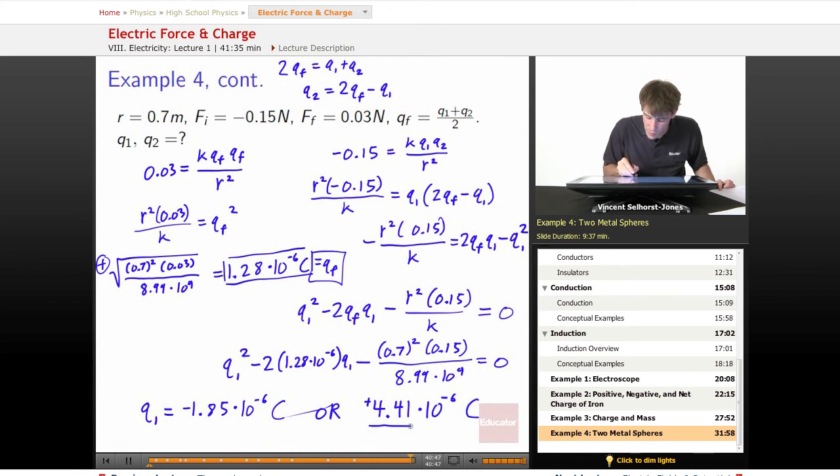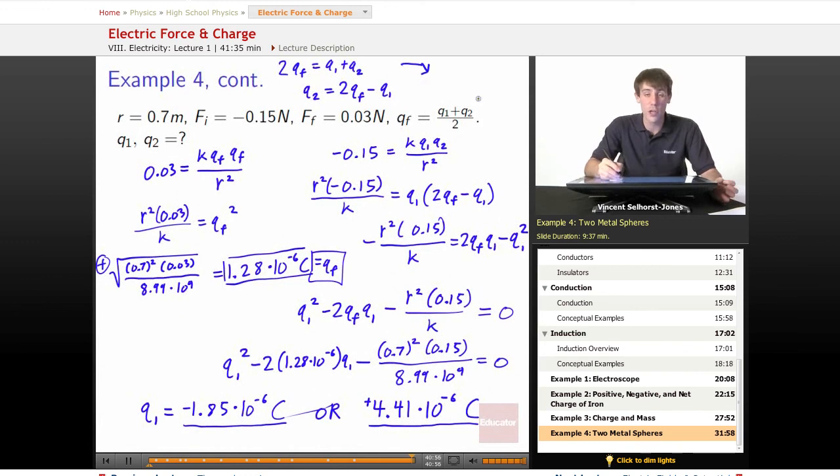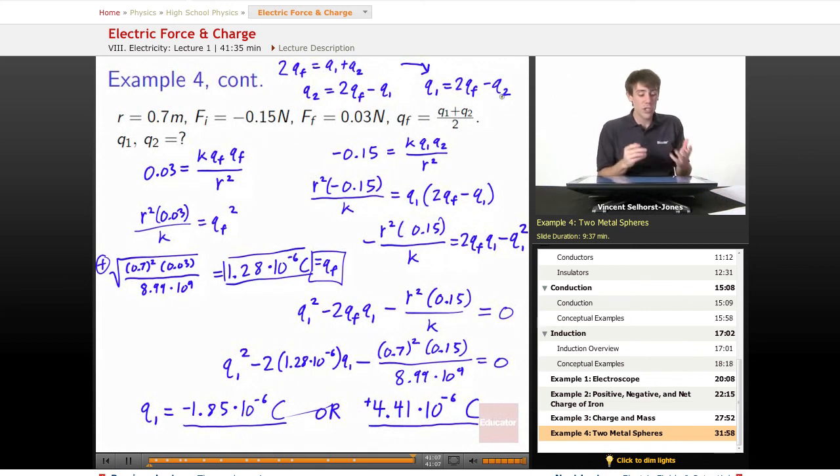So we've got two different possibilities here. How do we know which one to choose? Well, one thing to notice is that we could have also done this another way, where we could have solved for Q1 and gotten Q1 is equal to 2QF minus Q2. So they're symmetrical. However we did this, one of those charges will be negative 1.85 times 10 to the negative 6, and the other one is going to be the other one. We don't know which charge was on which sphere, and we can't know that without getting a little more information, but we do know that the two charges are going to have to be positive 4.41 times 10 to the negative 6 coulombs and negative 1.85 times 10 to the negative 6 coulombs.